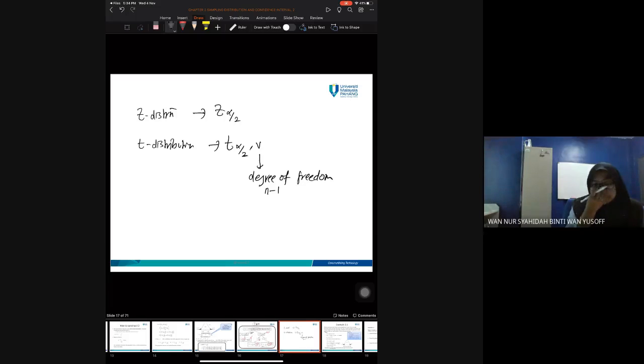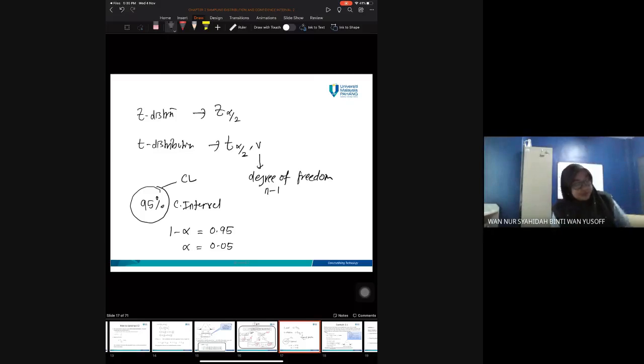Okay, so how to find the alpha? Alpha comes from the confidence level. For example, you have a 95% confidence interval. You need to find the 95% confidence interval. So this 95% is the confidence level. From here we find the alpha, because 1 minus alpha equals the probability here. The confidence level is 0.95, so alpha is 0.05. So the confidence level is a probability that represents the range of values that we have. The range of values, that's the confidence interval.